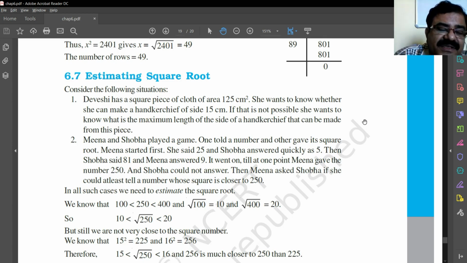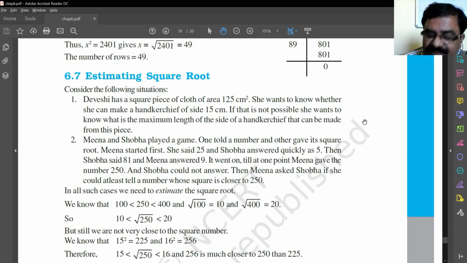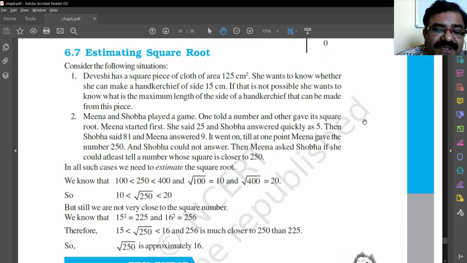So again we will try 15 square is 225, 16 square is 256. So 15 is less than under root 250, which is less than 16. On such conditions we can say that 256 is much closer to 250 than 225. So under root 250 is approximately 16.